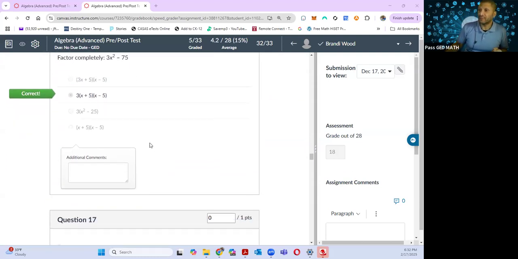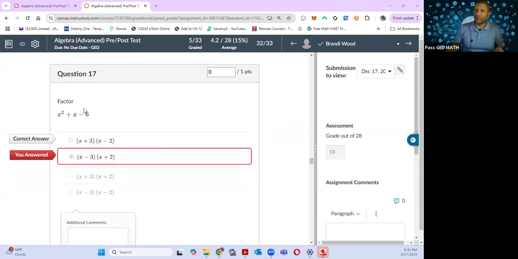Here, factor x squared plus x minus 6. This is very similar. Instead of trying to factor it, just do the multiplication. So we know plus 2 and plus 3 and plus 2 is a positive 6. So our last term is negative 6, so it can't be that one. Minus 3 times minus 2 is a plus 6. So we know it can't be that one. So we already have a 50-50 chance between A and B.